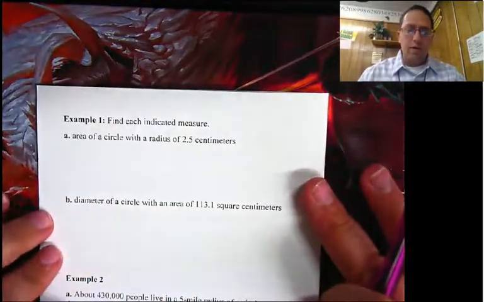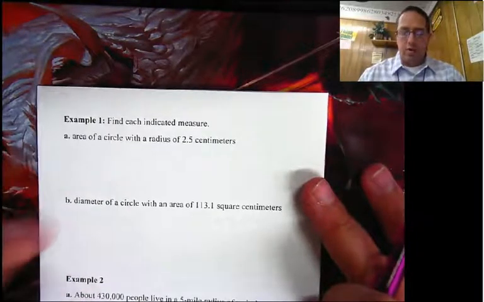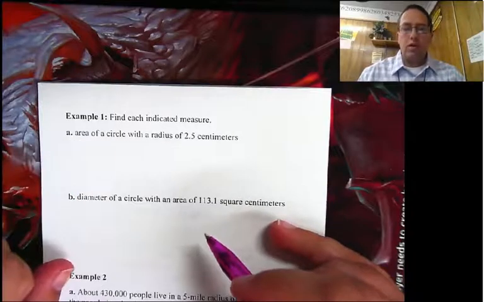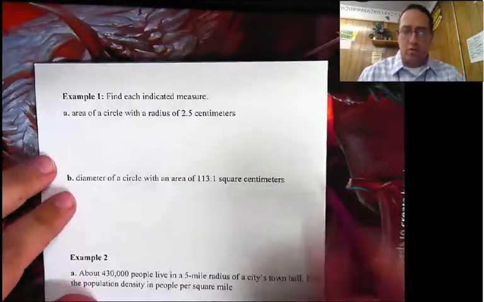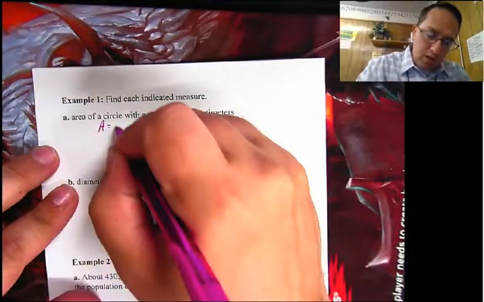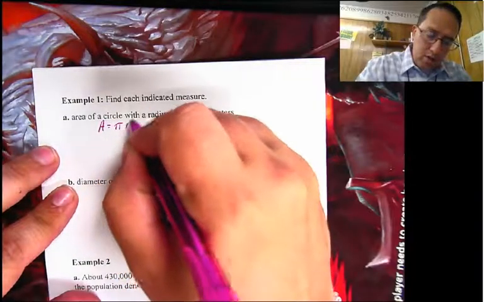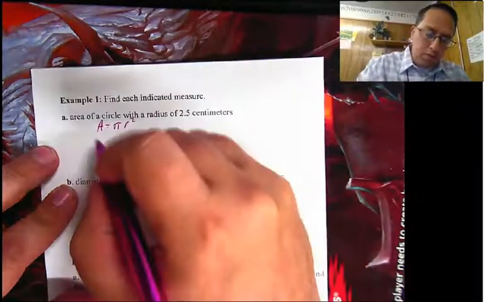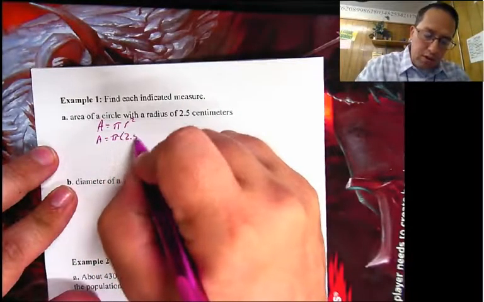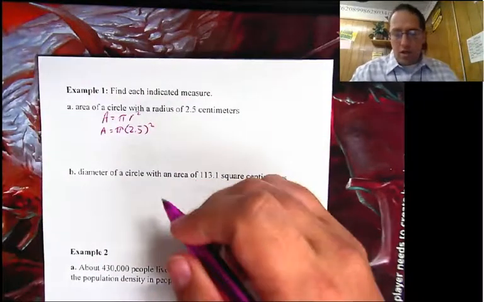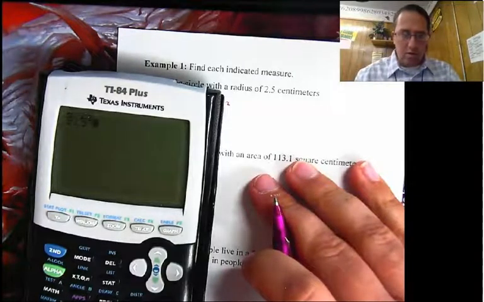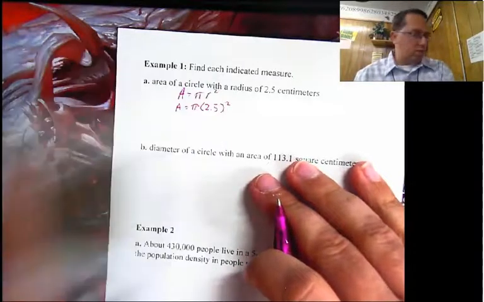So example 1, find each indicated measure. So we've got part A and B. For part A, we're going to find the area of a circle with a radius of 2.5 centimeters. Well, that's not too bad. We just take the formula, area equals pi times r squared. The radius is 2.5, so area equals pi times 2.5 squared. And we don't know what that is. We just take a calculator, 2.5 squared, which is 6.25, 6 1/4.